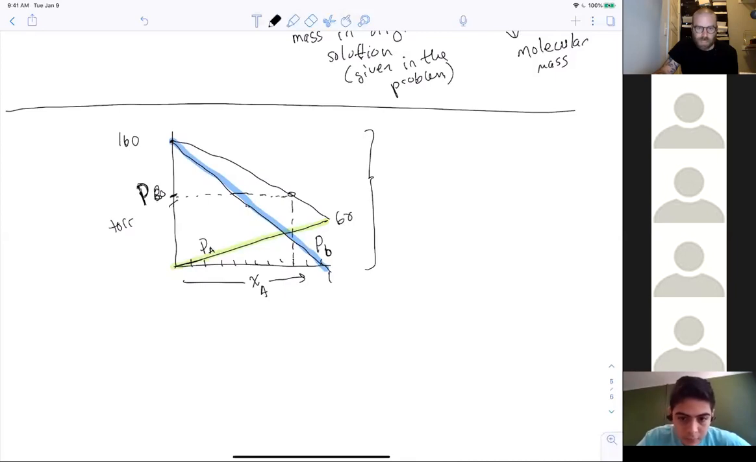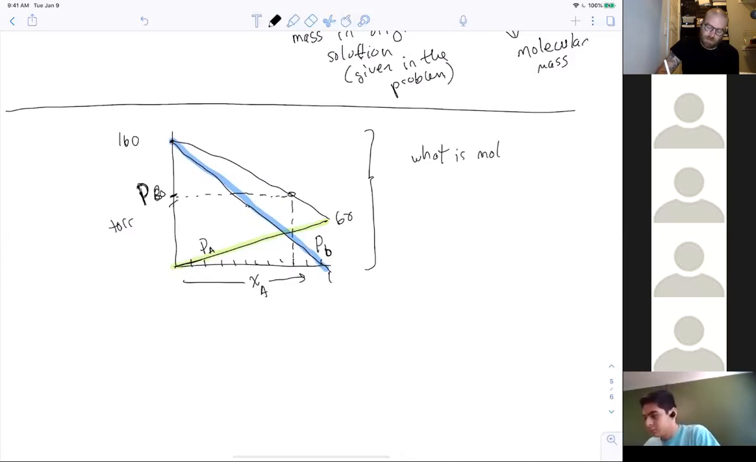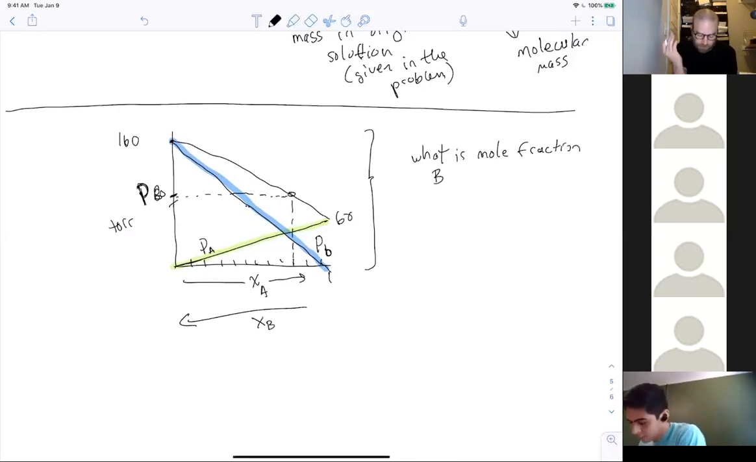The mole fraction, so it's asking for the mole fraction of B. The answer is like 0.2. Yeah, because B goes from right to left. Right, so X of B is going to be going in this direction. So if the mole fraction of A is 80, then you know that the mole fraction of B must be 20. That's pretty much it. It's just understanding how to read the graph, really.